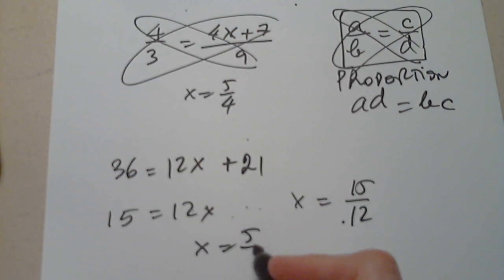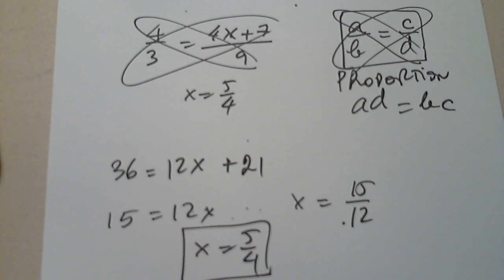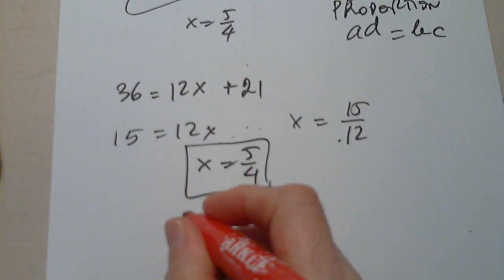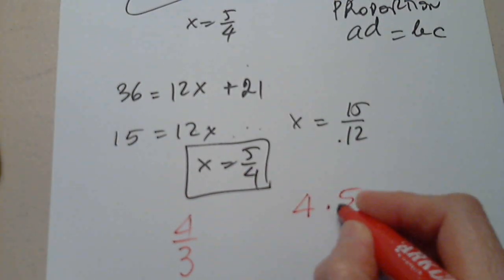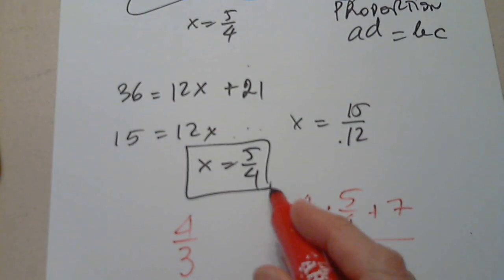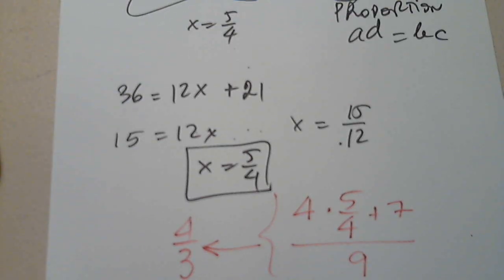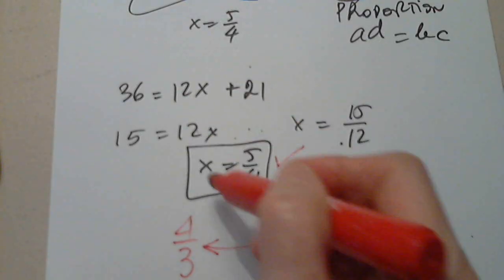Excellent. Always simplify before you enter the answer. Not difficult, and it's not going to take long to verify. Let's go back and verify. The left-hand side is 4/3, but the right-hand side is 4 multiplied by 5/4 plus 7 over 9. And we want to see if this results in 4/3. If it does, then this is correct. If it doesn't, then this is incorrect.